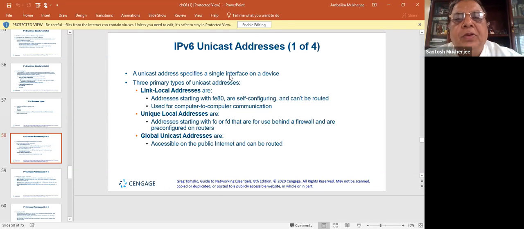There are three primary types of unicast addresses: link local addresses, unique local addresses, and global unicast addresses. Unicast addresses specify a single interface on a device. Link local addresses start with FE80 and are used for self-configuration and local communications. Unique local addresses start with FC and FD and are used for private networks and pre-configured on routers. Global unicast addresses are accessible on the public internet and can be routed.